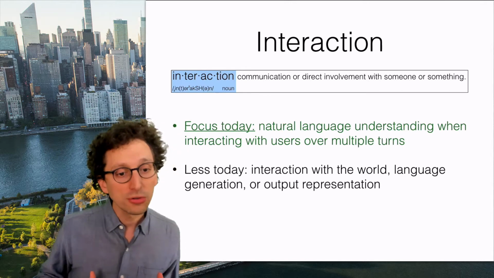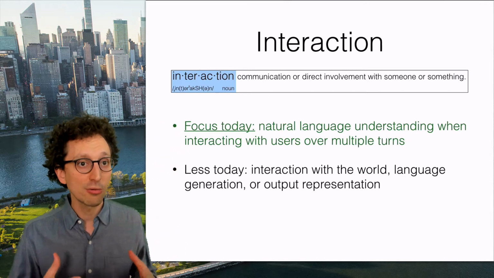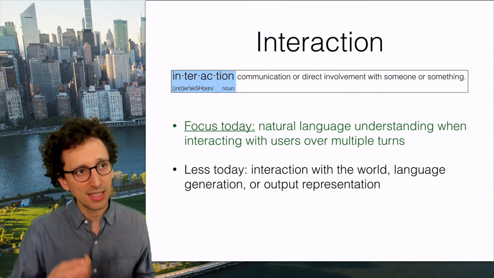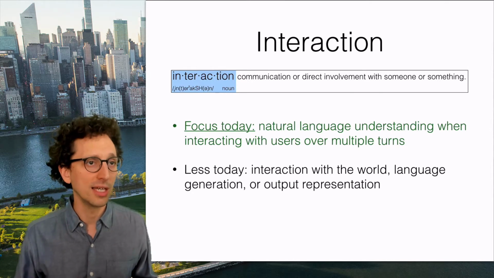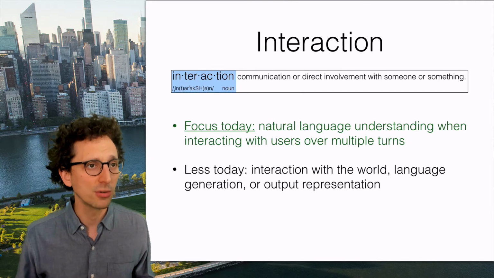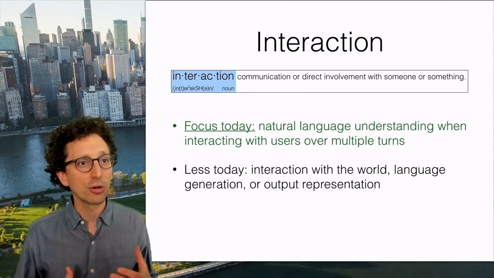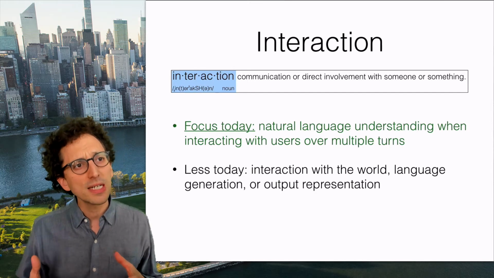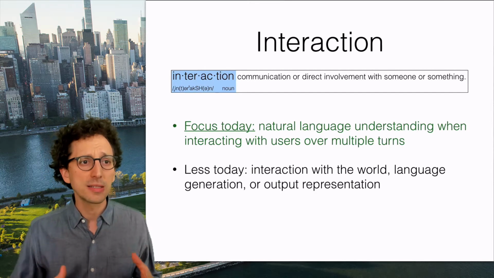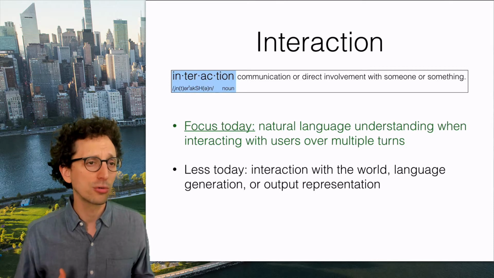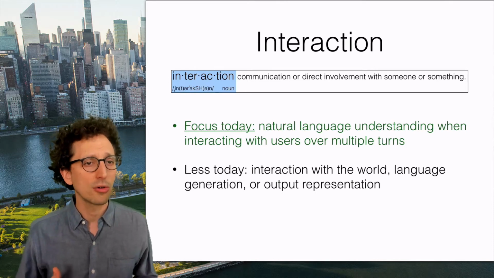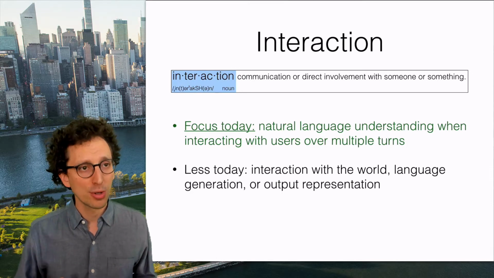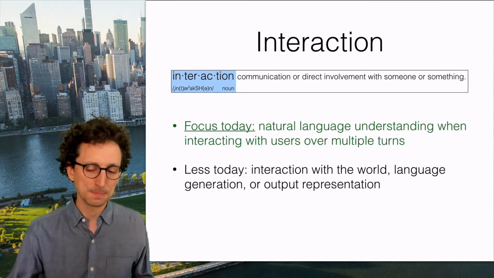The focus of the talk today is natural language understanding when interacting with users over multiple turns. And this is a definition of interaction that I picked up from Google that is really befitting to the talk: communication or direct involvement with someone or something. There are several aspects of semantic parsing and interactive systems that I'm going to discuss less today, including interaction with the world, language generation, or the types of output representation that we use in semantic parsing.